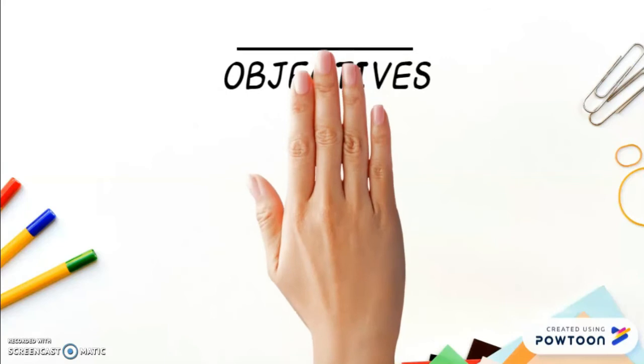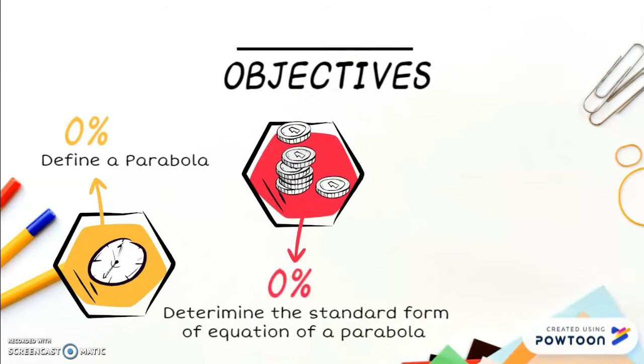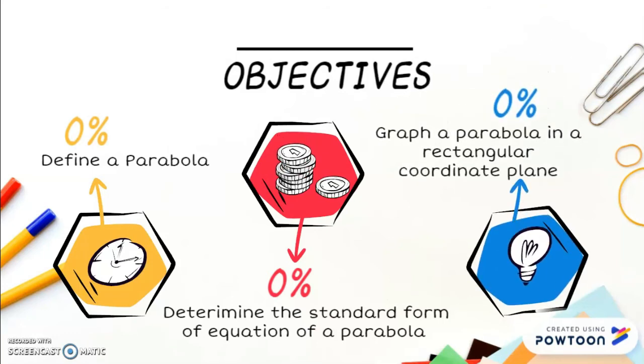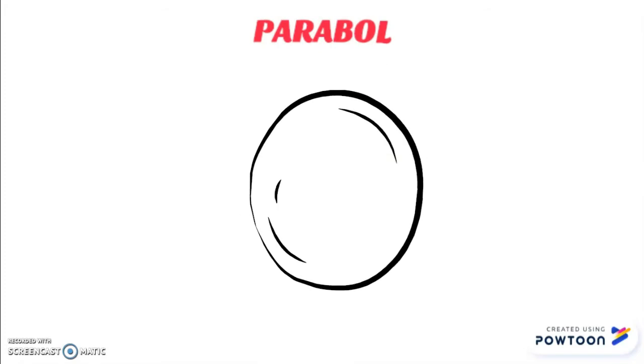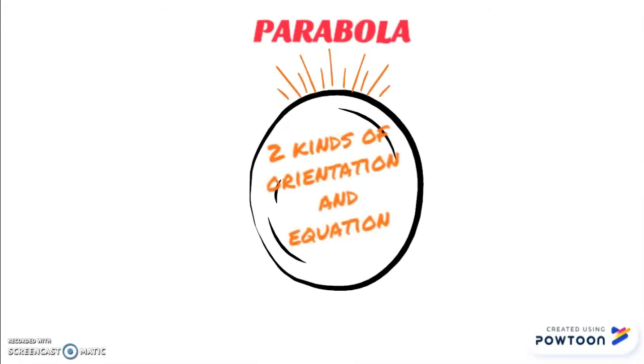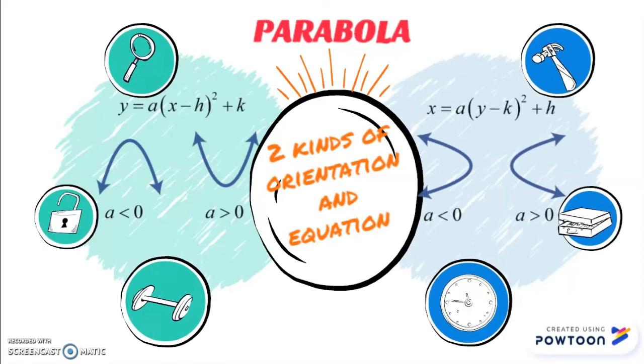Before we start, let's have our objectives. First, define a parabola, its meaning, and then determine the standard form of equation of a parabola. The third one, graph a parabola in a rectangular coordinate system. Parabola has two kinds of orientation and equation. I will explain more of that later.